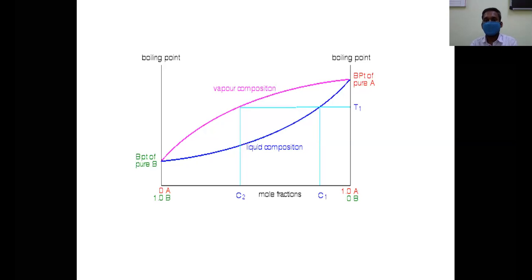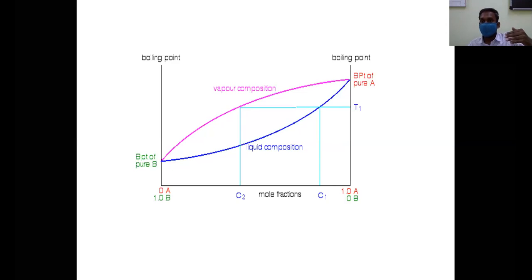So you can go on doing like this for a number of sets of points: C1, T1, C2, T2, and so on. What will happen if you do like this? As you go on doing this, collect the vapor, condense it, and the new composition is richer in B. Boil that new composition, collect the vapors again, condense it again, and get another composition that will be much richer in B. You can go on doing like this.